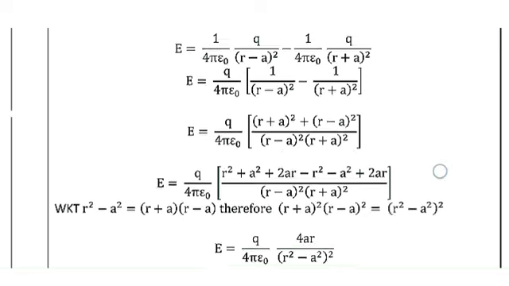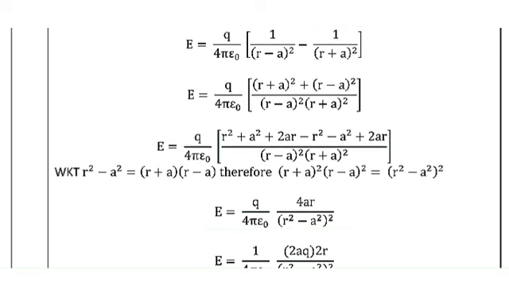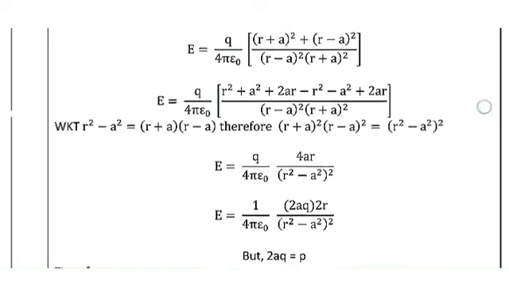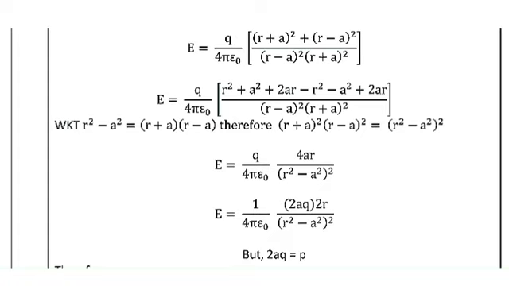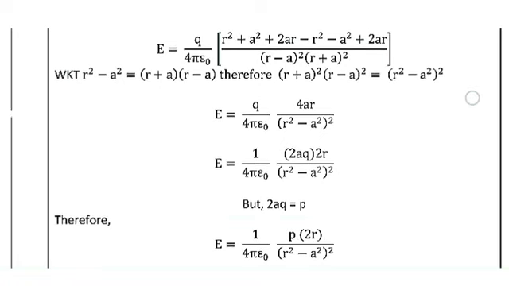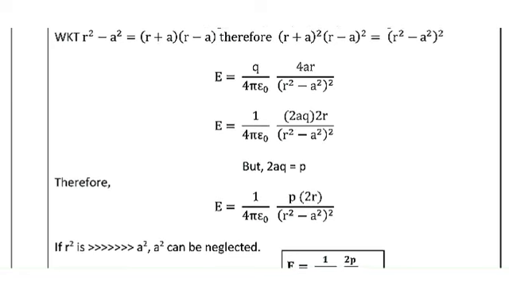In the denominator I got (R square minus A square) whole square. In the numerator, plus R square minus R square gets cancelled, plus A square minus A square gets cancelled. Remaining is 2AR plus 2AR. We know that 2AR plus 2AR is 4AR. So we got our next equation as E is equal to 1 by 4 pi epsilon naught, 4QAR. I can split that 4 as 2 into 2. Now I got the equation as 2QA into 2R. We know that dipole moment P is equal to 2QA.